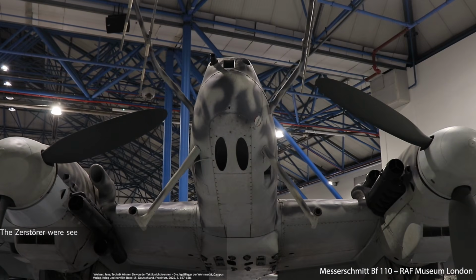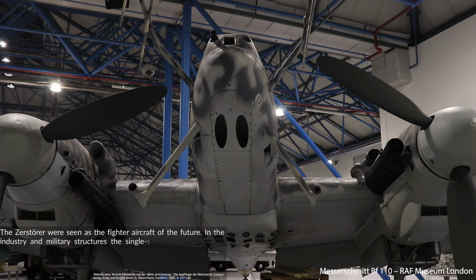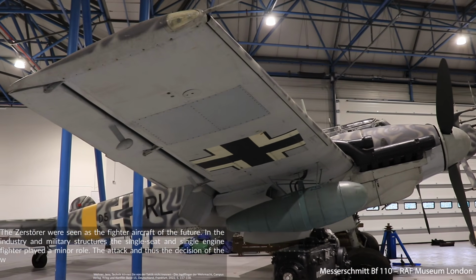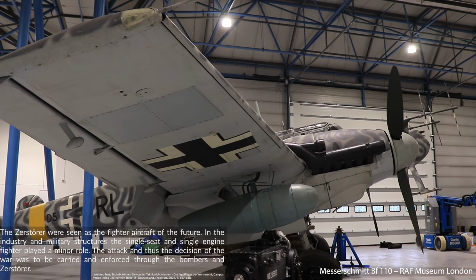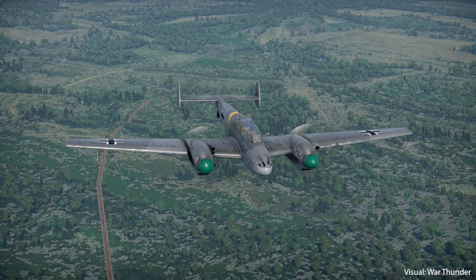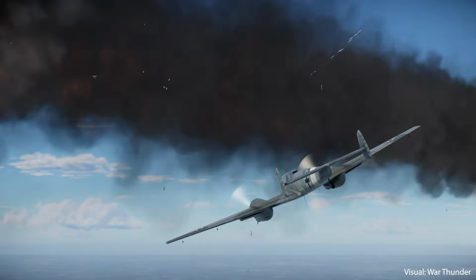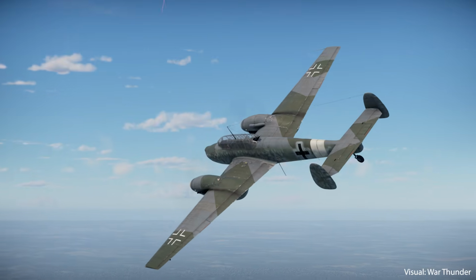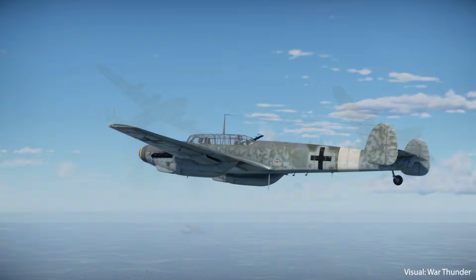The Zerstörer was seen as the fighter aircraft of the future. In the industry and military structures, the single-seat and single-engine fighter played a minor role. The attack and thus the decision of the war was to be carried and enforced through the bombers and Zerstörer. As before any war, concepts are developed and they get tried and tested during the conflict. Some turn out to be right, others turn out to be wrong. Just think about the late 1930s and the various aircraft concepts that actually existed back then.